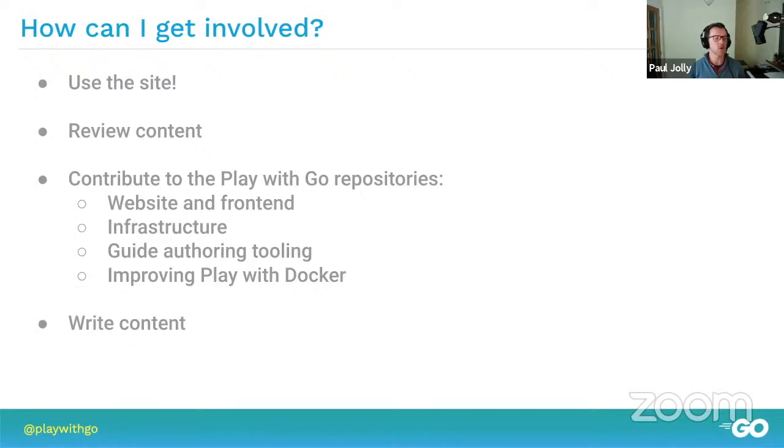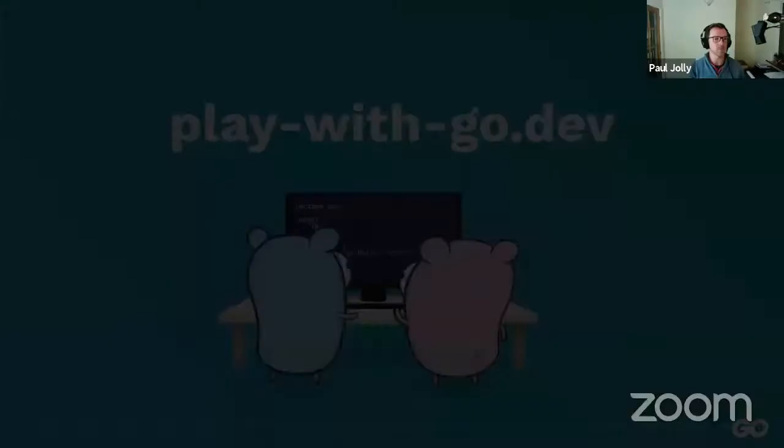There's many different ways to contribute to the Play with Go project itself. As you've seen, there's multiple parts to it here. The website and the front end. Marcos and I are absolutely not experts on that, and so any help would be greatly appreciated. The infrastructure side of things, maybe you want to help out with the tooling that is involved from a guide author's perspective. Maybe you're keen to support the Play with Docker project on which Play with Go is based. Or perhaps you're interested in writing content. You have an idea for a guide. Whatever it is, please get in touch via Twitter or raise an issue with us on the GitHub repository.